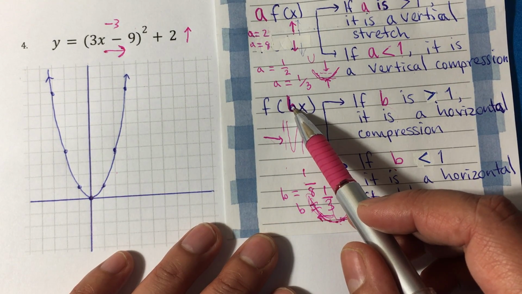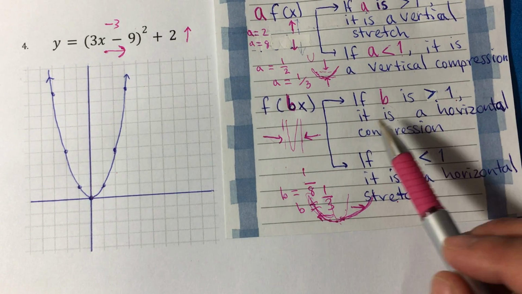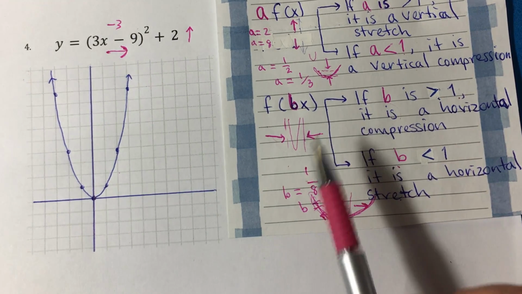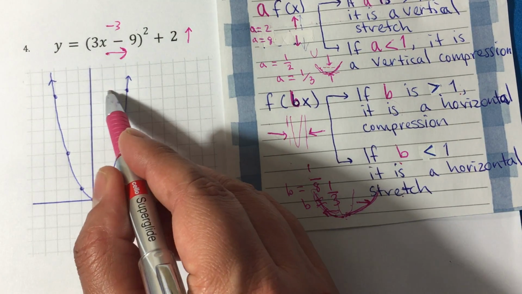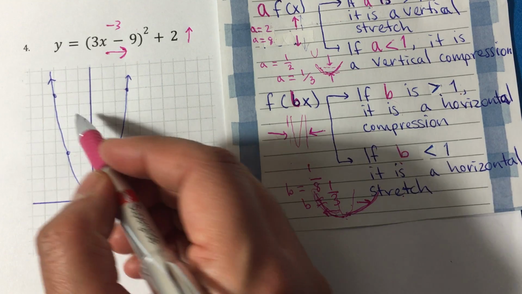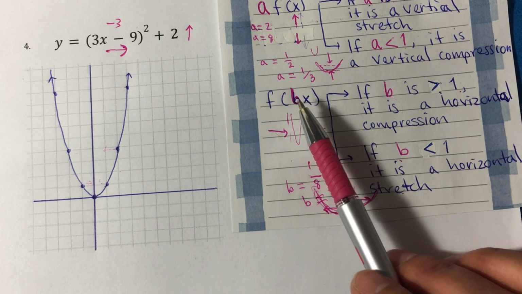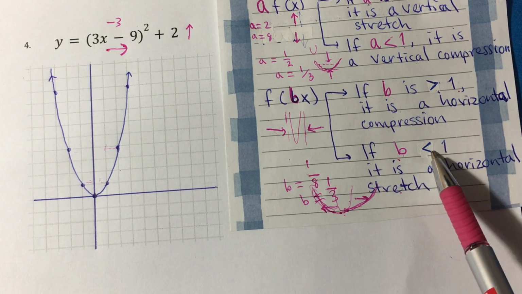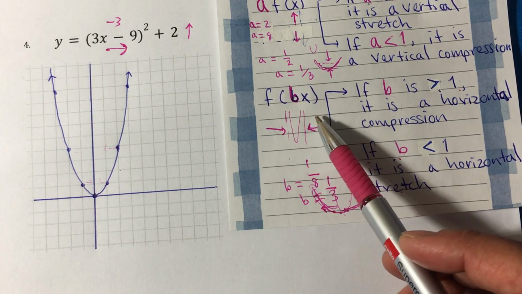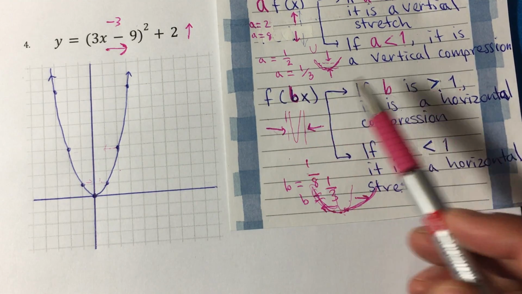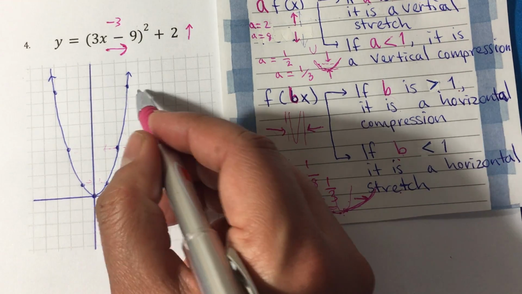But what we're going to be looking at is this one right here. When we're multiplying inside, it's being represented by b. And when b is greater than 1, then it's going to be a horizontal compression. That means that each point is going to be compressed closer to y. So this point will go like this, this point will go like this, this point will go like that, and so on, okay? But if b is a fraction, meaning that b is less than 1, like 1/3 or 1/8, inside of the parentheses or the absolute value or of the square root, then it's going to be a horizontal stretch. Each point will go away from y, okay?